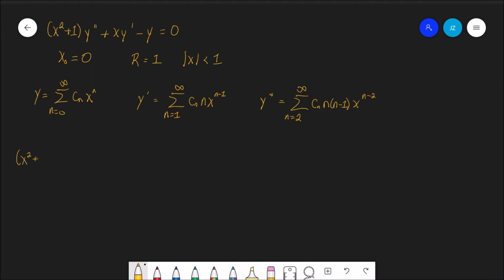So we have x squared plus 1 times the sum n equals 2 to infinity c sub n times n times n minus 1 times x to the n minus 2 plus x times the summation n equals 1 to infinity c sub n n x to the n minus 1 minus the summation n equals 0 to infinity of c sub n x to the n, and that whole thing equals 0.